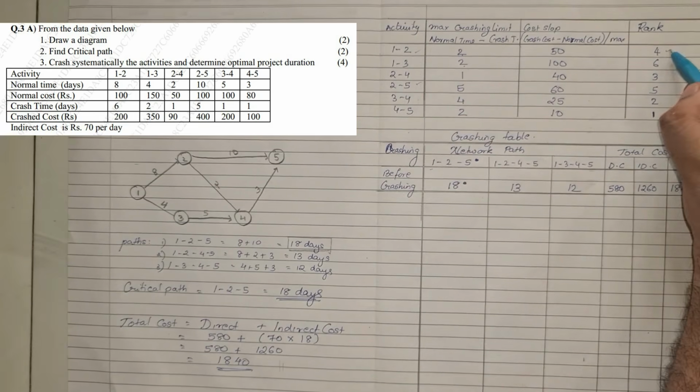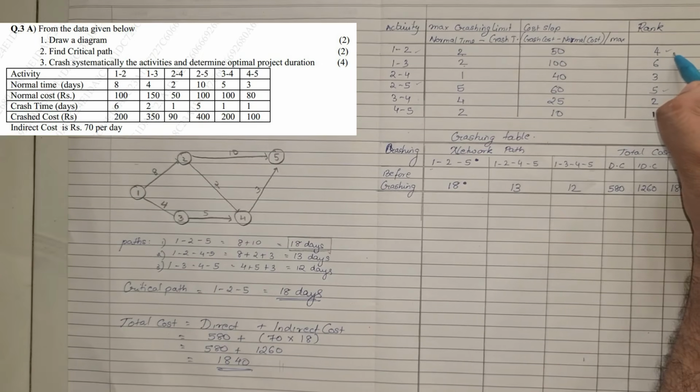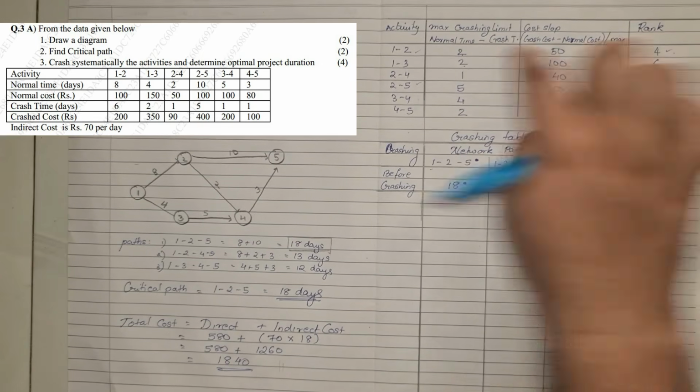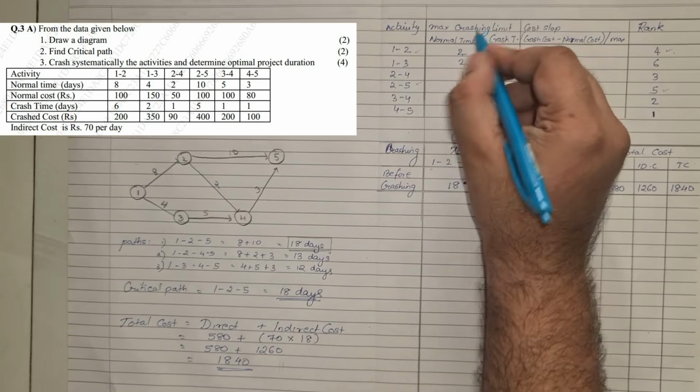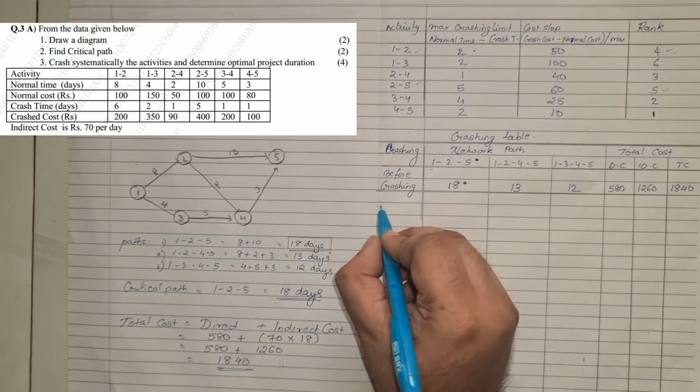Check. 1-2 is rank number 4. 2-5 is rank number 5. So I'll have to take the earlier rank, which is rank 4, which is activity 1-2. You can crash it twice. Okay, so let's start with that.